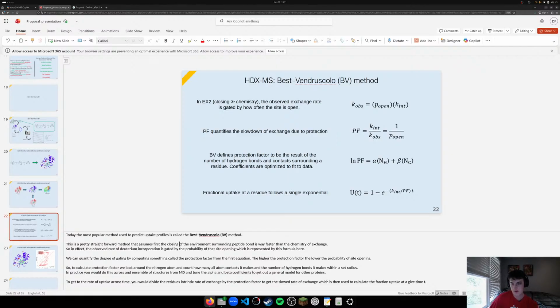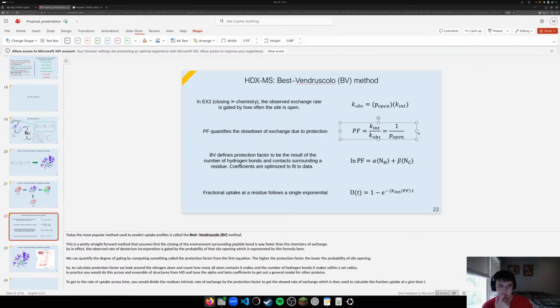Okay. We can quantify the degree of gating by computing something called the protection factor from the first equation. The higher the protection factor, the lower the probability of site opening. So that's what this shows here. It's the intrinsic rate of exchange over the observed, which is equal to 1 over the probability of opening, right? Yeah.